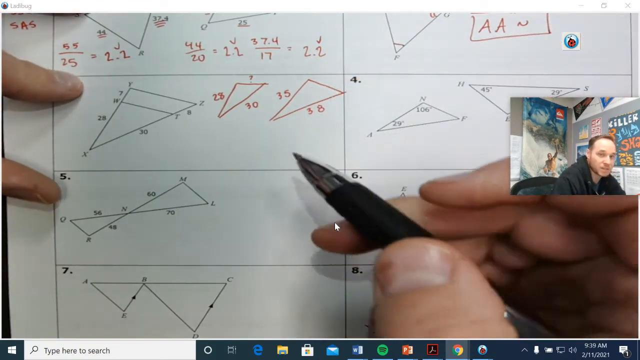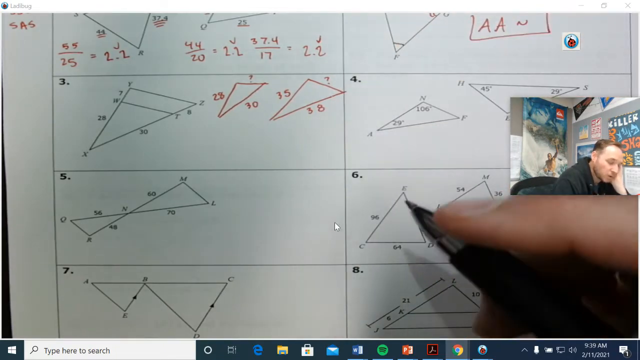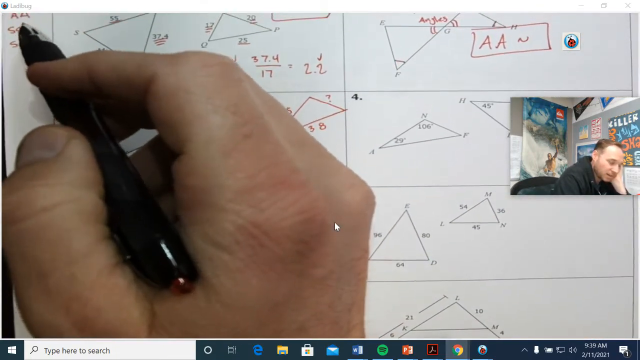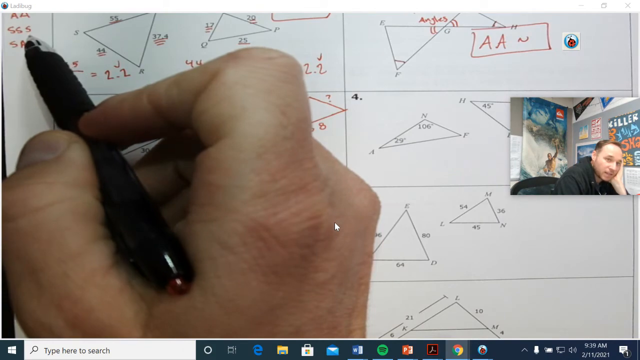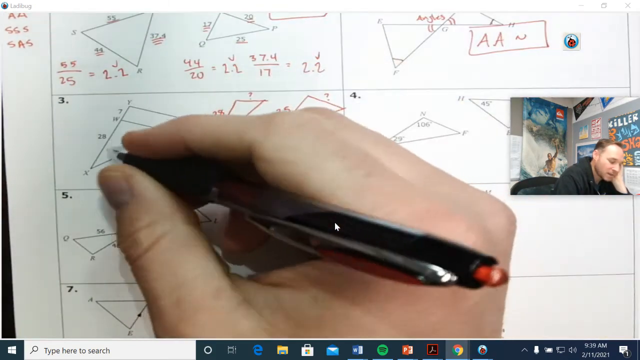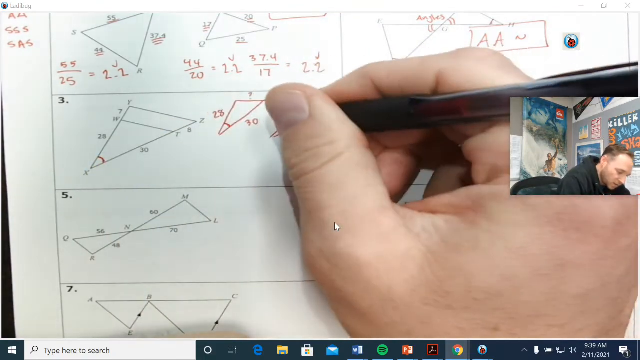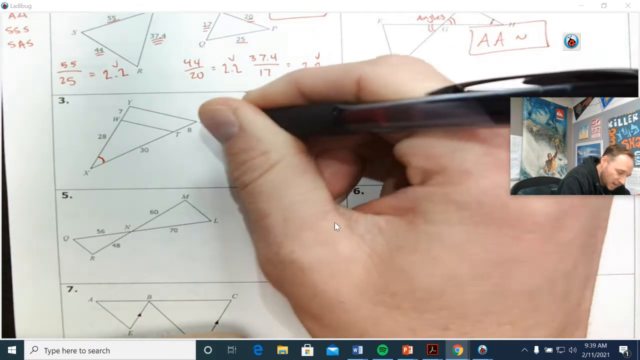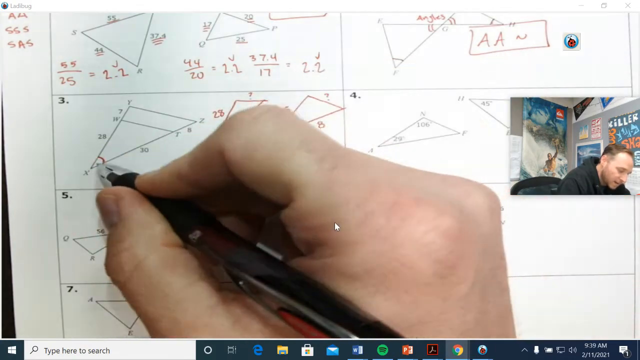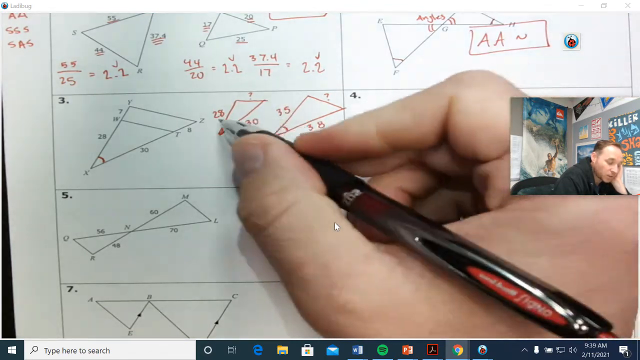Okay, now you're thinking to yourself, we don't know this side either. Well, I know it's not angle, angle. I don't think it can be side, side, side. Maybe it's side, angle, side. Oh, wait a minute. They both share this angle here. So this angle is congruent to this angle because it's the same on both triangles. Boom. So this looks like side, angle, side. I got the congruent angle down.